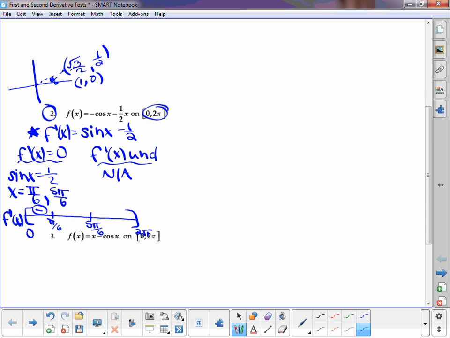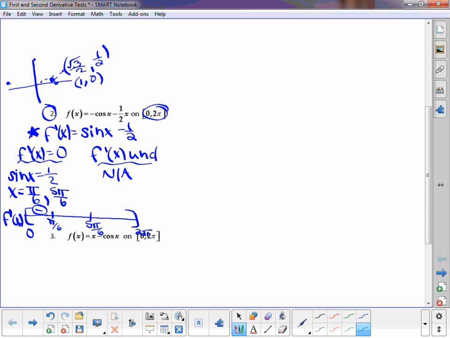Okay. So now we need to check between pi over 6 and 5 pi over 6. What quadrant does 5 pi over 6 leave us in? Oh, you said second. There's only 4 quadrants. Okay. So 5 pi over 6 would be here, right? So again, we're taking that sign value. So you pick anything in between there. Take that value and put it in.